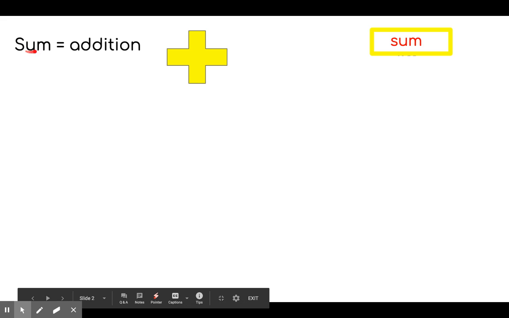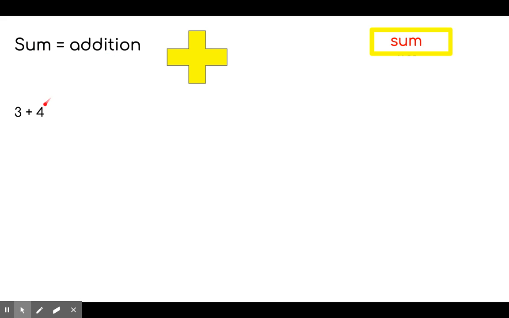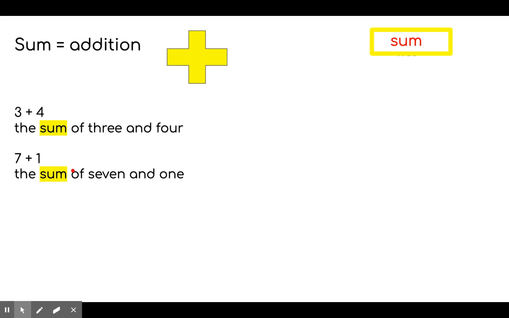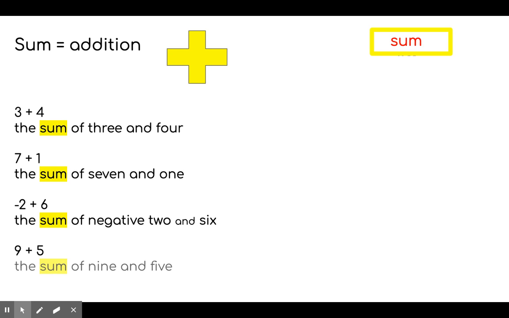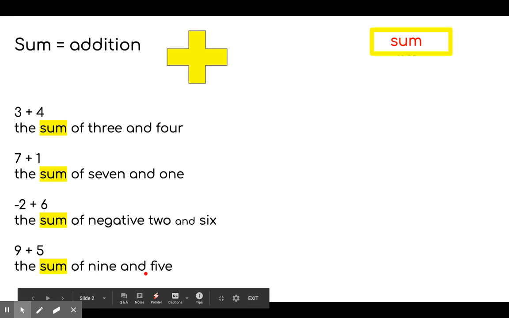A sum means addition. 3 plus 4 is the sum of 3 and 4. 7 plus 1 is the sum of 7 and 1. Negative 2 plus 6 is the sum of negative 2 and 6. I bet you can guess this one. What's 9 plus 5? It's the sum of 9 and 5.